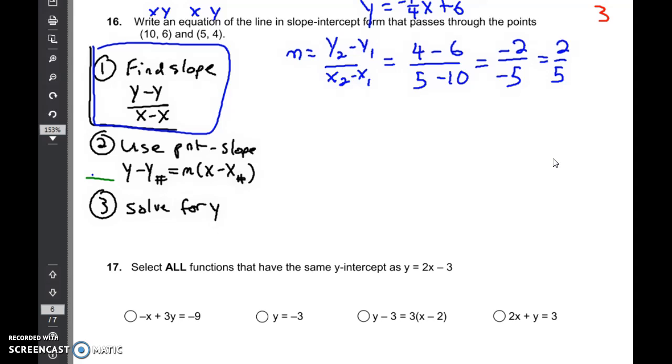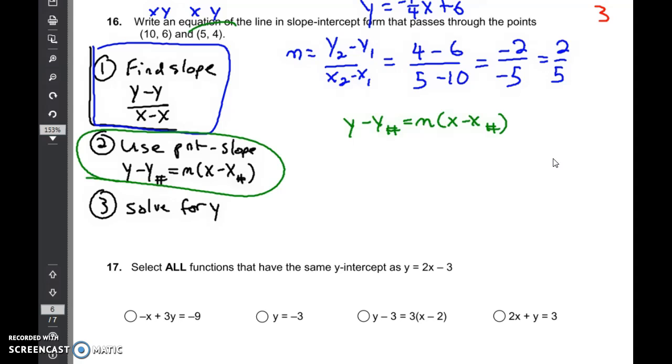Now, I'm going to use point slope. So, y minus the y number equals m times x minus the x number. It doesn't matter which point you use. I like smaller numbers. I'm going to use 5, 4. Y minus 4. Use the 2/5 from the slope. Okay, pause if you need to.